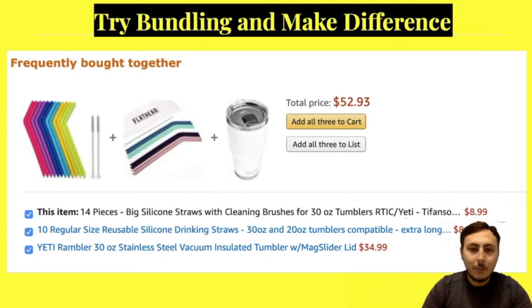Maybe you can think about bundling to be different. You can use frequently bought together information of Amazon. For example, if you are selling a tumbler, you can think selling tumbler with straws. It will be a good bundle option. You can be different from your competitor by this way.